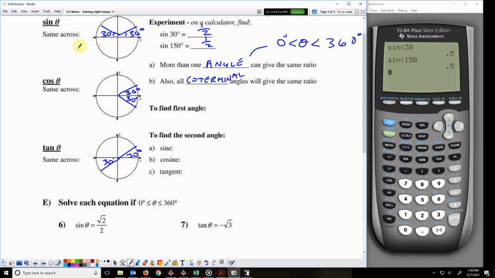For sine, it's across the y-axis. Cosine, same across the x-axis. And tangent, same across the origin. It's where you can find the same ratios. So when you're looking for a first angle, say instead of sine 30 equals blank, say you had sine theta equals 1/2. To get that first angle, you would use inverse trig functions.